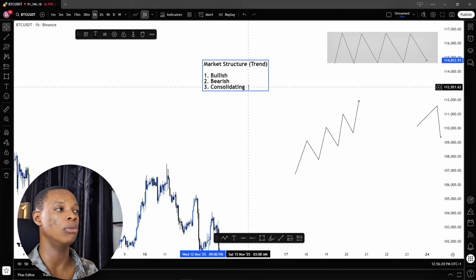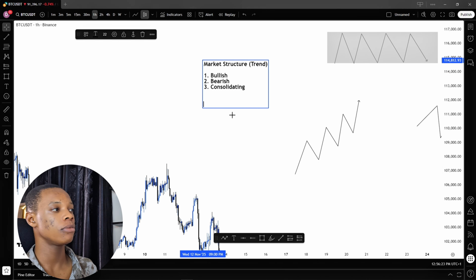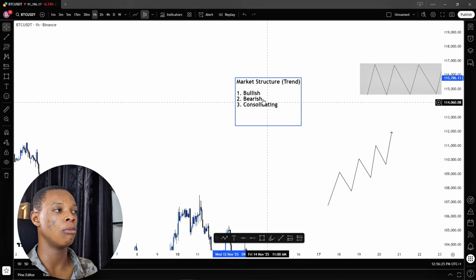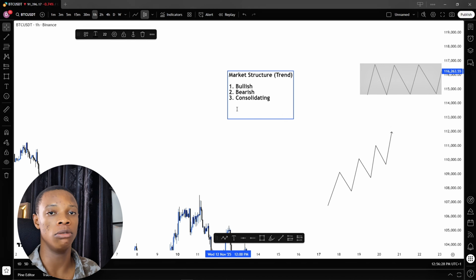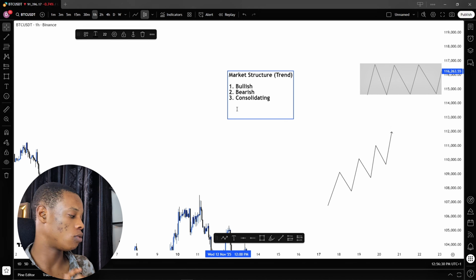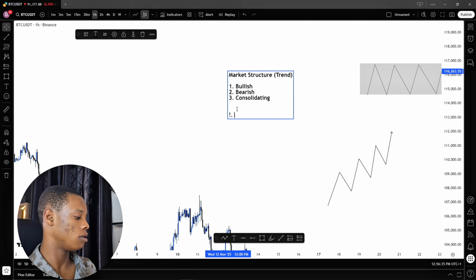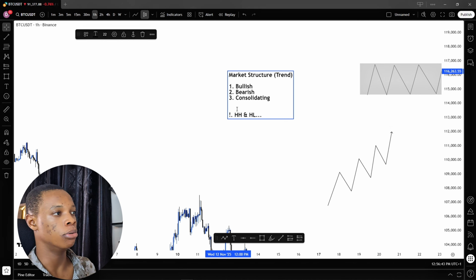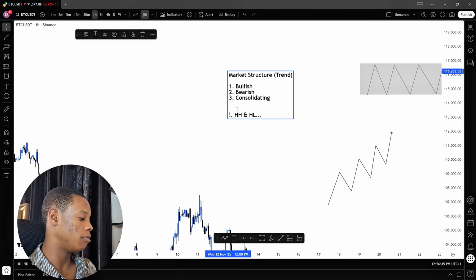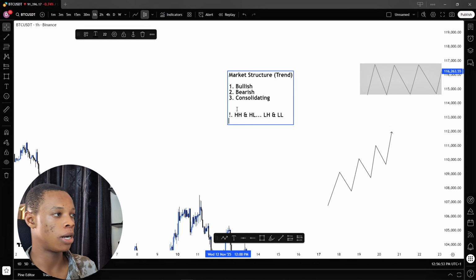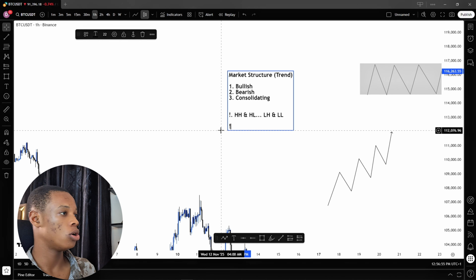Now, how do you know a market is bullish or bearish? There are two main things you can use. First one, which is the most common, is higher highs and higher lows for bullish markets. Then for a bearish market, it's lower highs and lower lows. That's the first way you're able to know your trend.